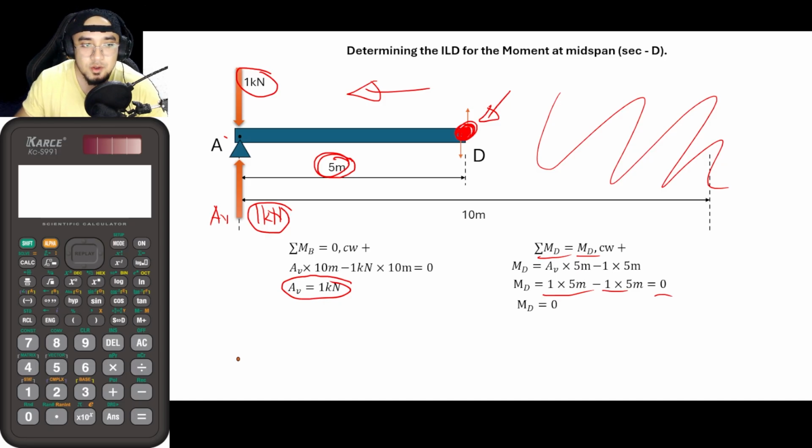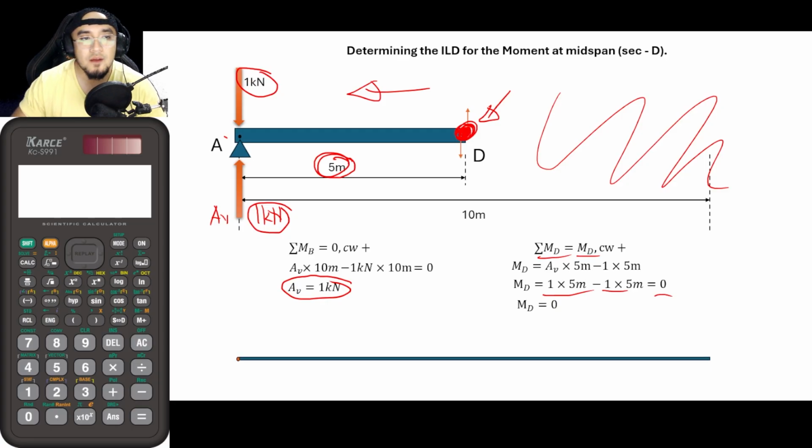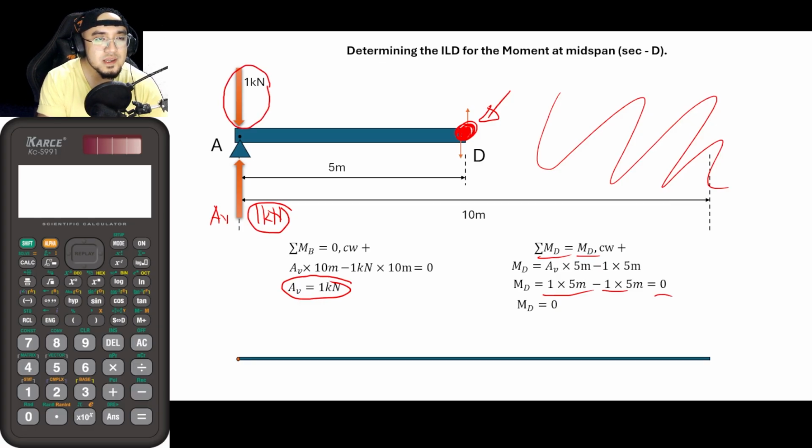So, in order for us to plot this, guys, suppose that this is already our graph. At this location, if the load is located here, let me just erase what I wrote here first. If the load is located here, what is the value of the moment at D? That is basically 0. Thus, at that location, guys, the value here is equal to 0. So, it is actually as simple as that.